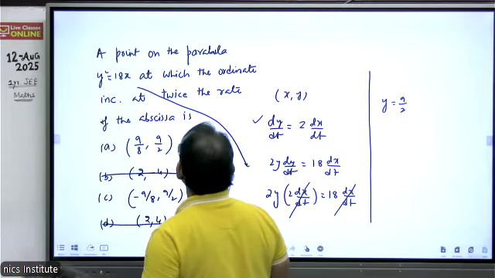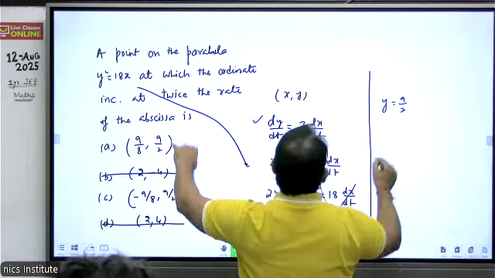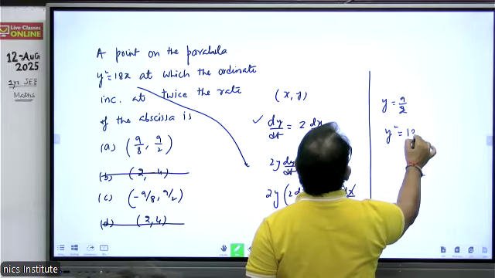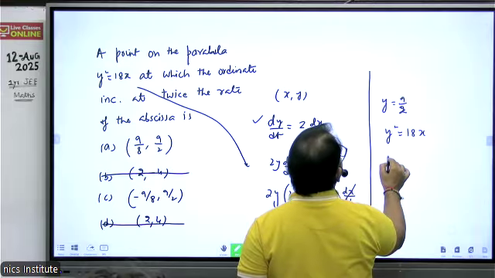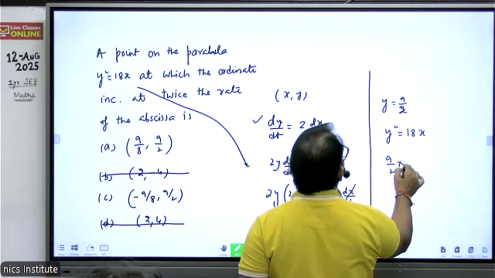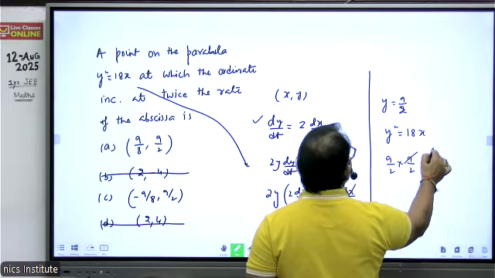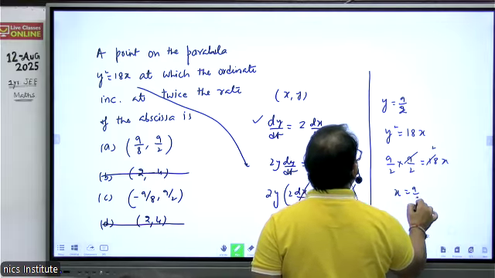And then you can substitute this 9 by 2 in the original equation of the parabola, y square is equal to 18x. So y is 9 by 2, and (9 by 2) square is equal to 18x. So the answer is x equals 9 by 8. Option A.